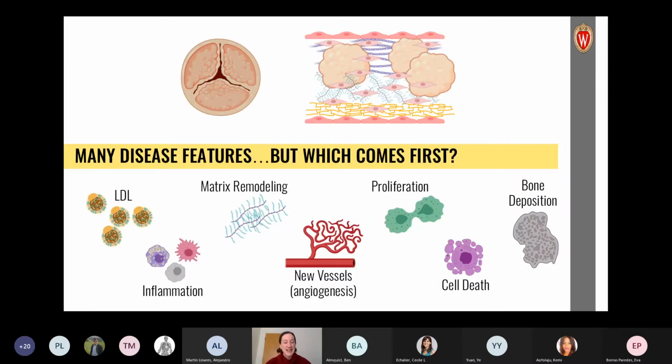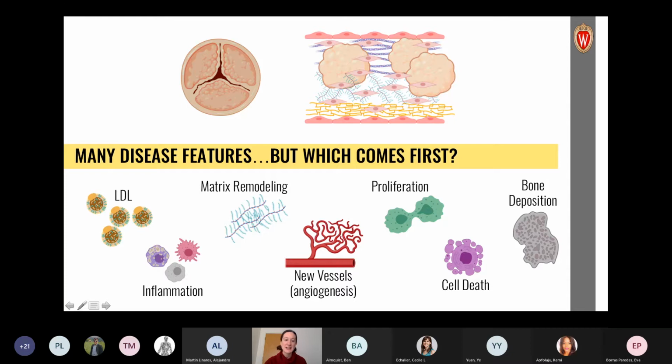And one of the things that has hindered progress in this area is that most of the characterization of the disease features in valves has come in the end stage of disease valves. So you can get valves that are being removed from people during valve replacement surgery, and you can see a lot of things that are going on in these valves.